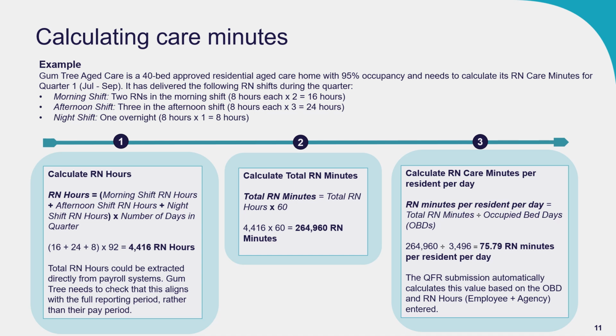In step 2, convert the total RN hours to minutes by multiplying by 60. In our example, the 4,416 RN hours equates to 264,960 RN minutes. The final step is to divide the total RN minutes by the total occupied bed days. This should correspond to the claims days reported to Services Australia for the same period. In our example, this is 264,960 RN minutes divided by 3,496 total occupied bed days, or 75.79 RN minutes per resident per day.